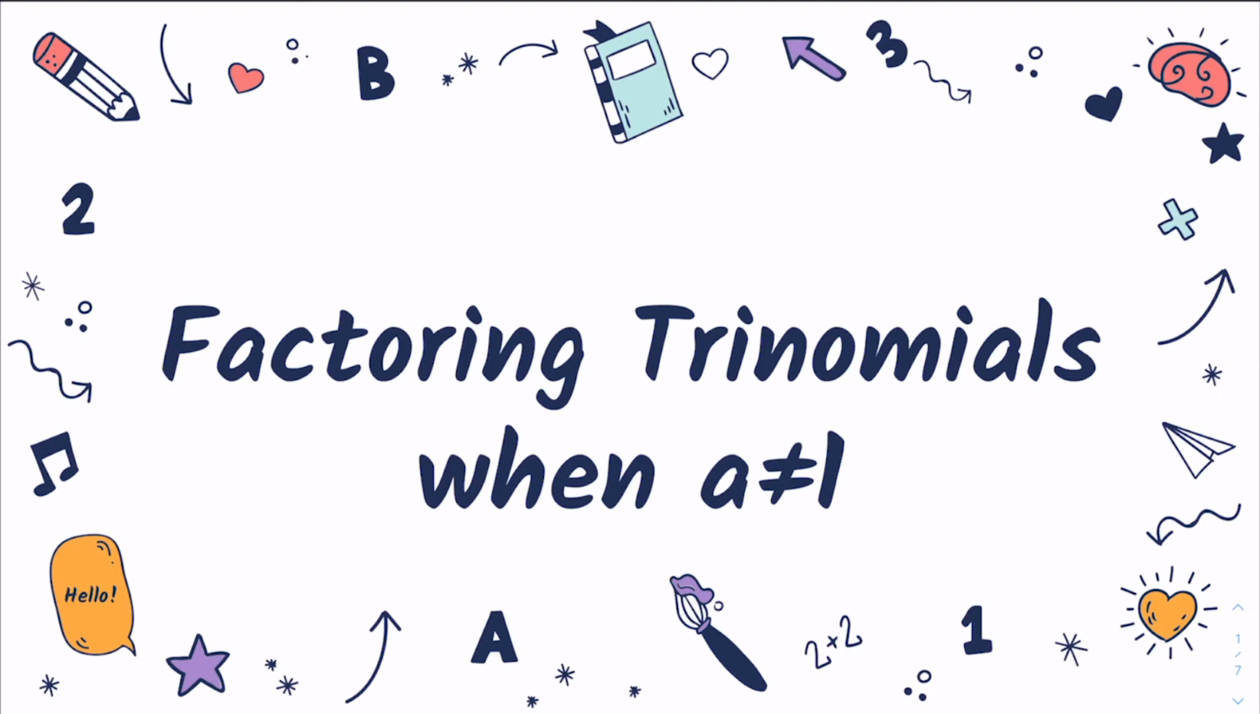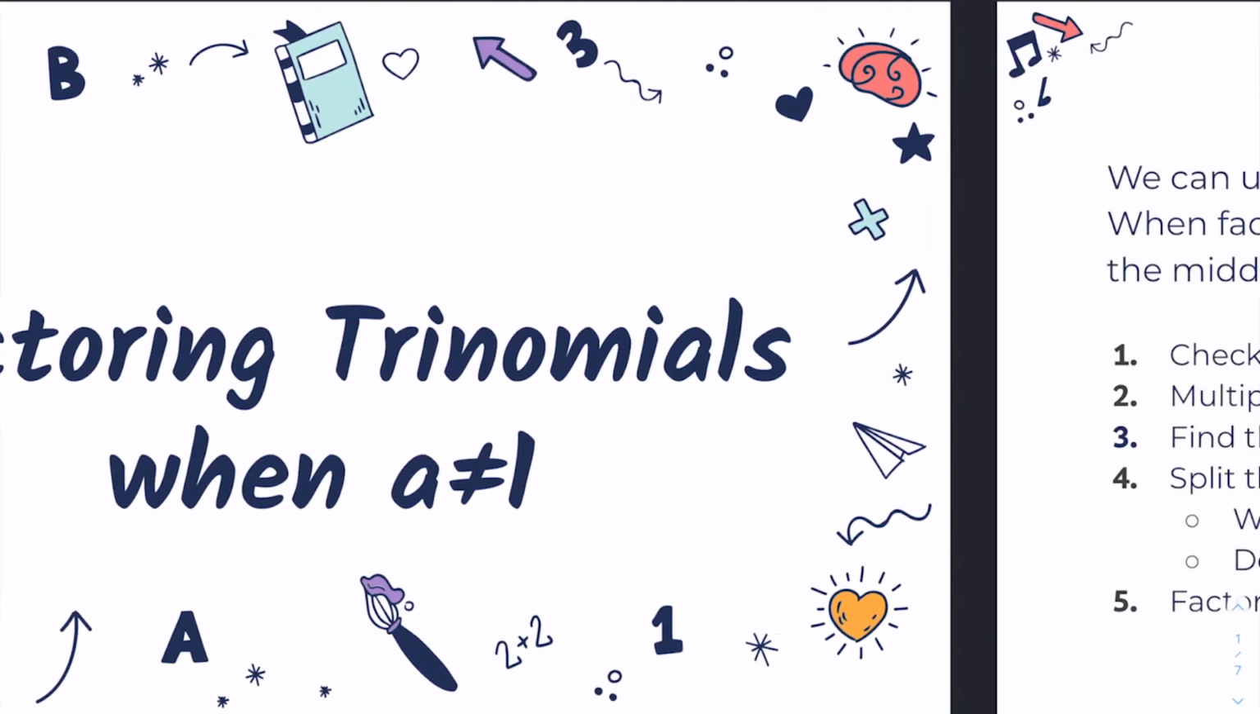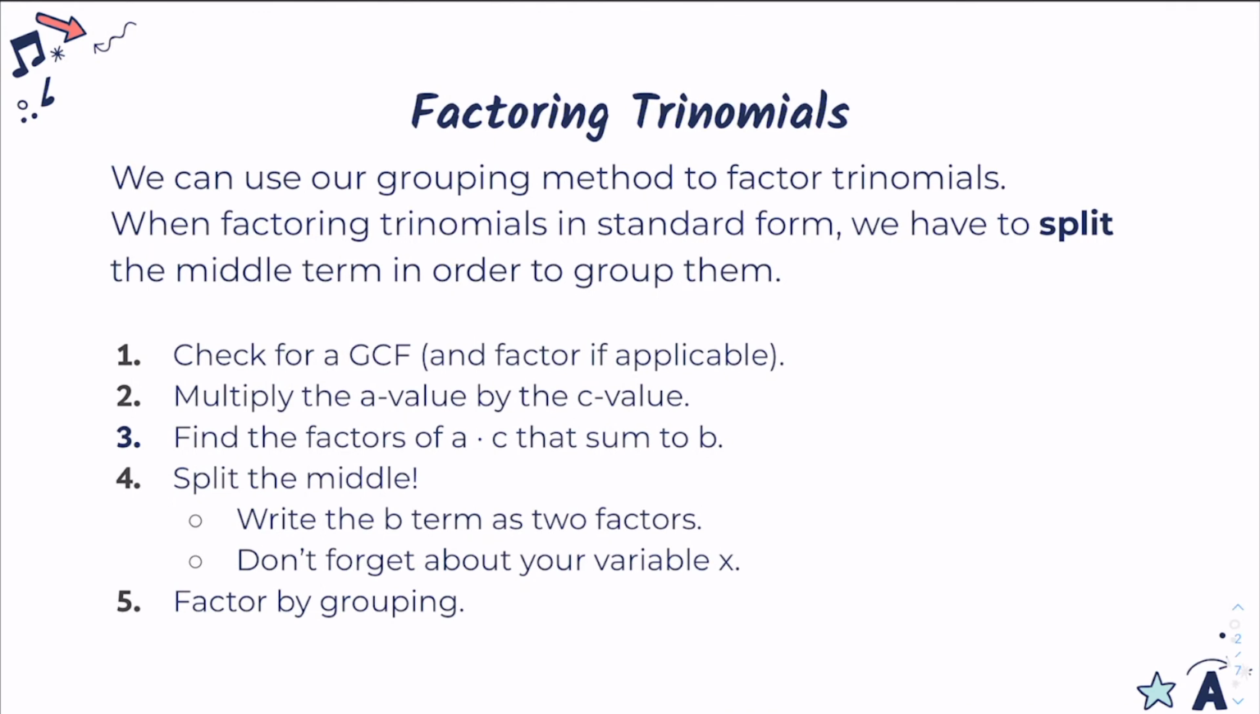Factoring trinomials when a is not equal to 1. To factor trinomials, we can use our grouping method. We're going to be splitting our middle term to create an equivalent polynomial where we have 4 terms so that we can factor by grouping.